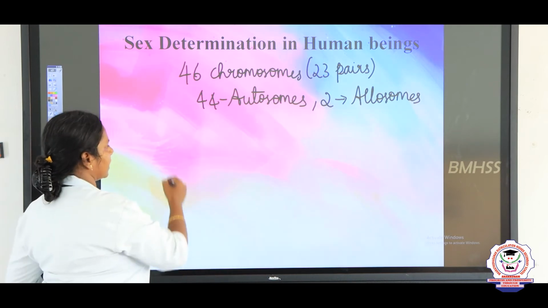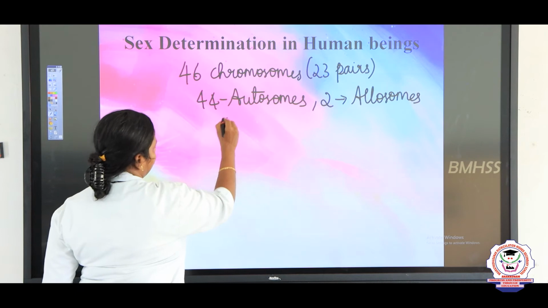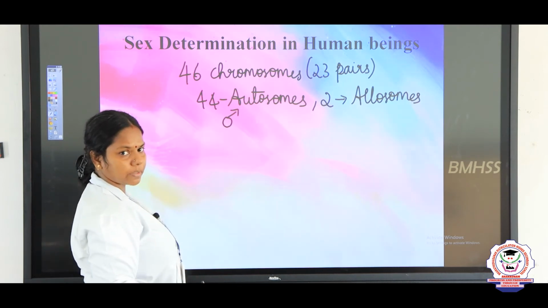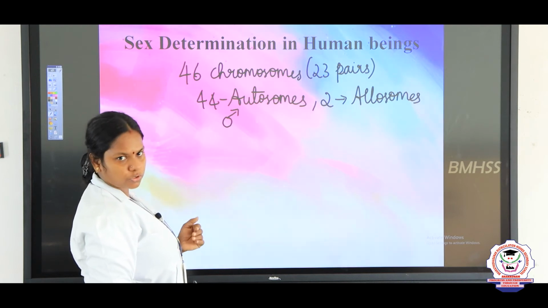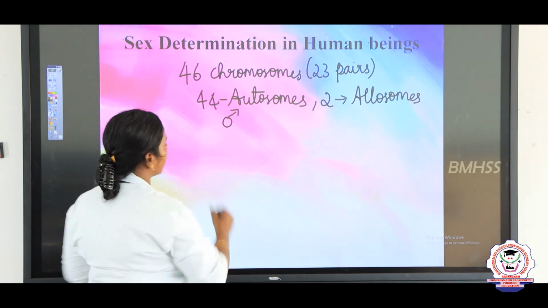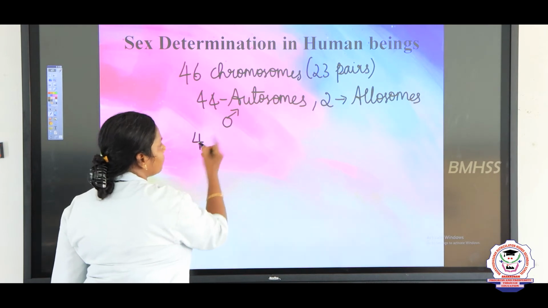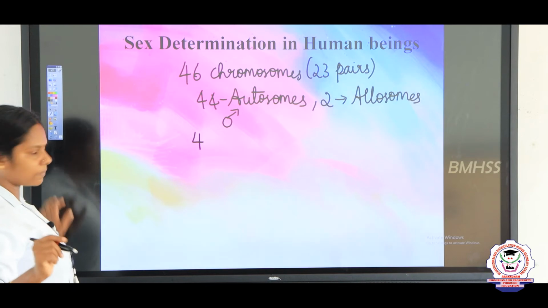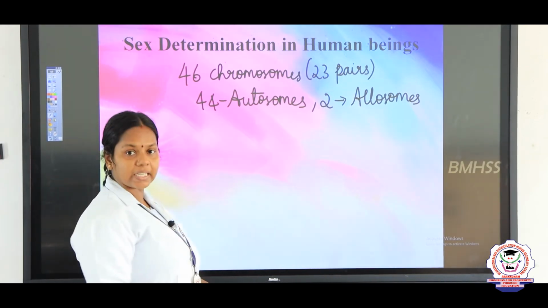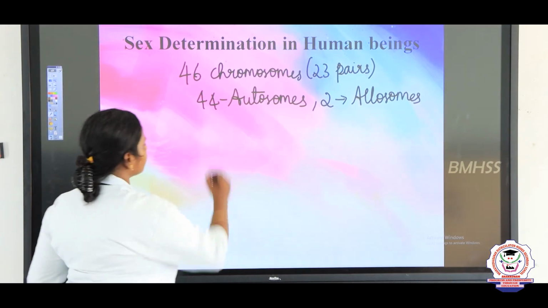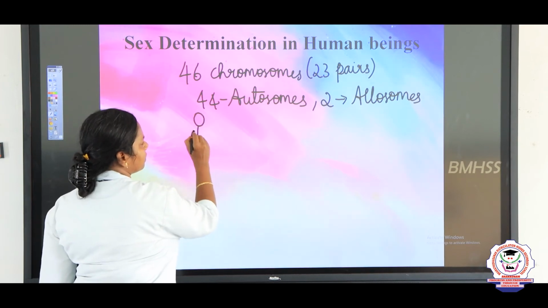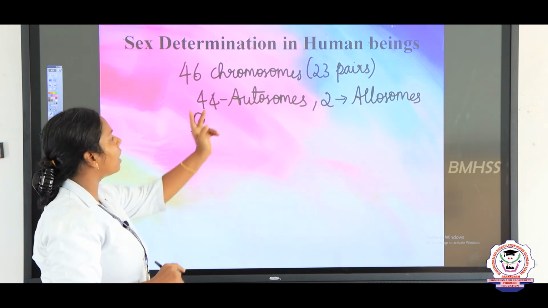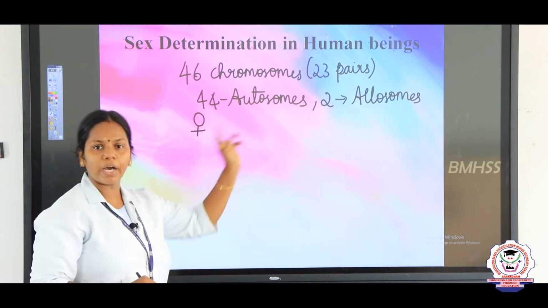So how is the sex determined in human beings? For example, we are taking the male. Male, how many chromosomes are there, children? 46 chromosomes. And how can we write it? So now we are going to determine the sex of human beings. First, we can take a female. What is the number of chromosomes in a female, children? 46. In that 44 are autosomes and 2 are sex chromosomes.